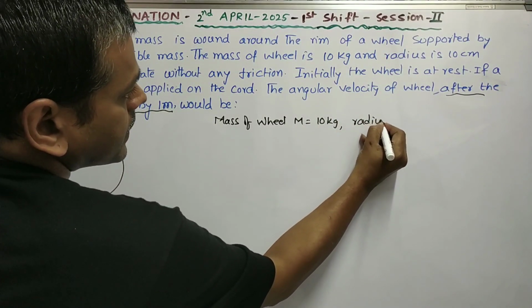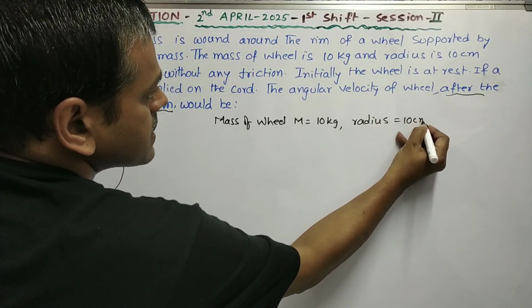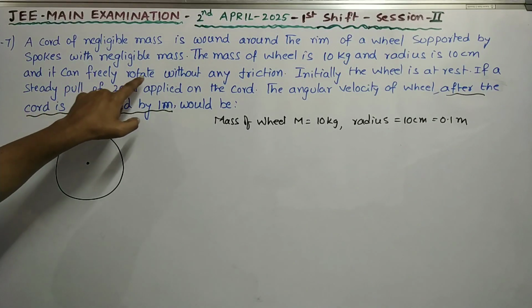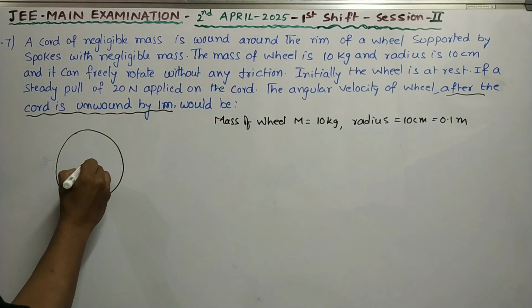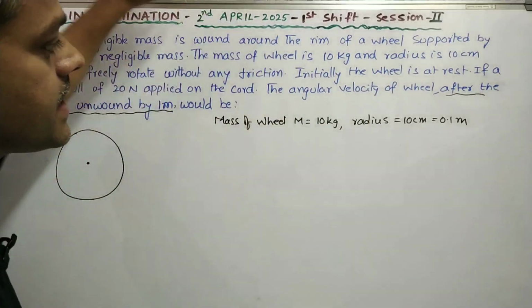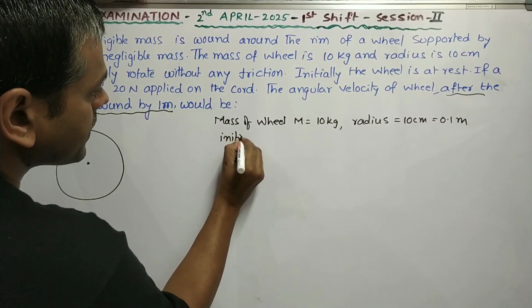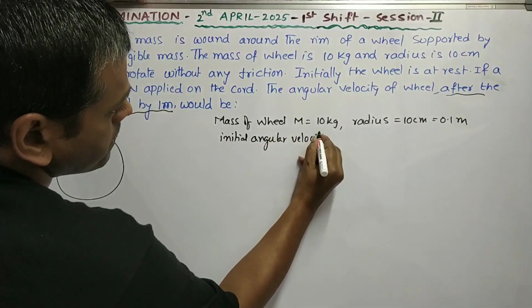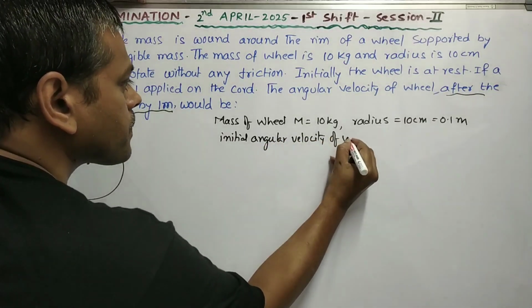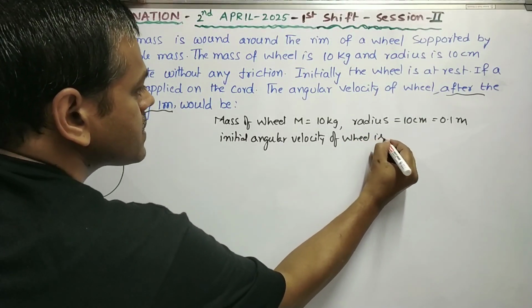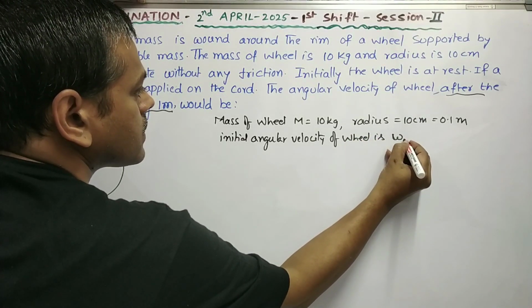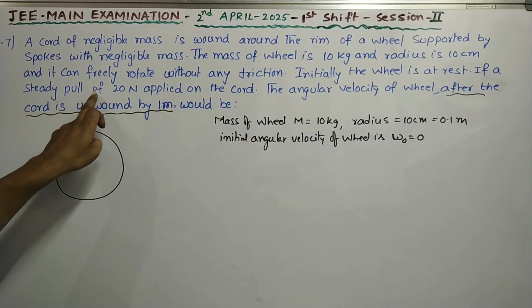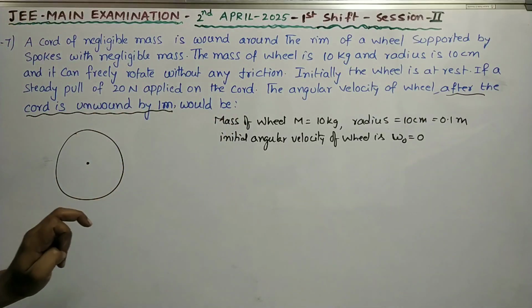Radius is equal to 10 centimeter, which means 0.1 meter. Okay. And it can rotate freely without any friction. Initially the wheel is at rest. That means the initial angular velocity of the wheel, omega naught, is equal to 0. Okay, if a steady pull of 20 Newton is applied on the cord, what happens?